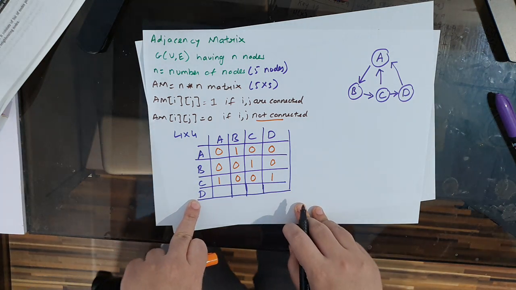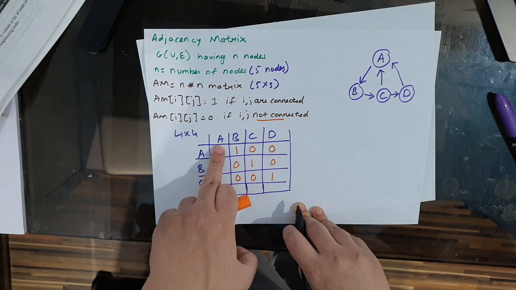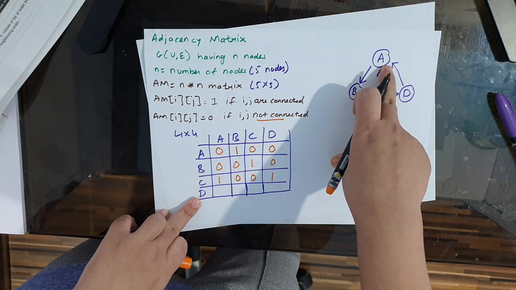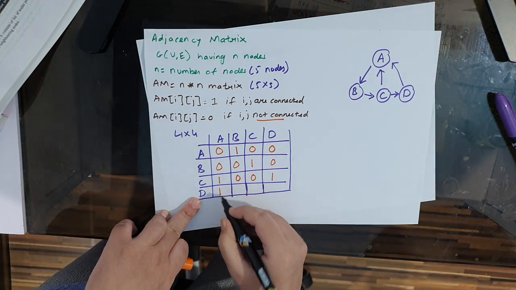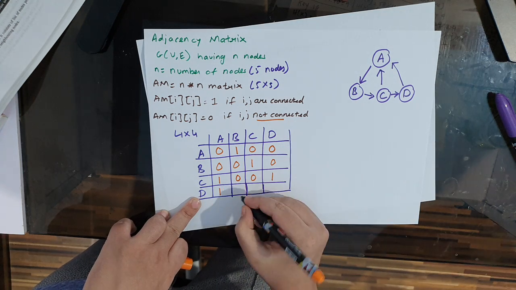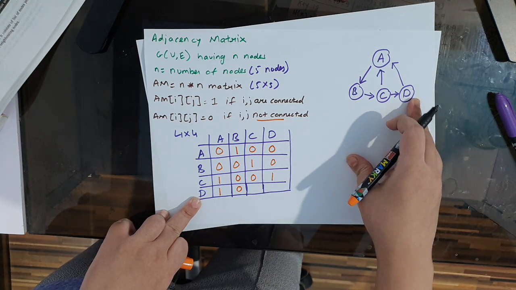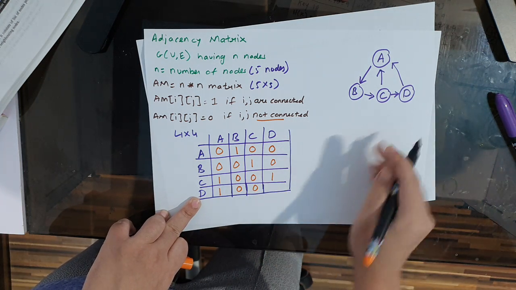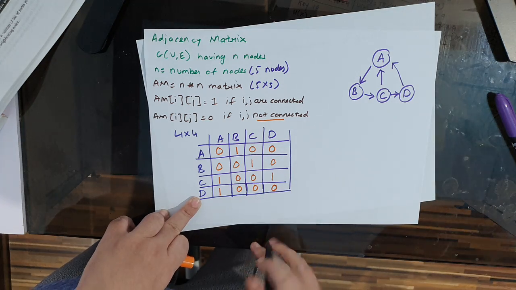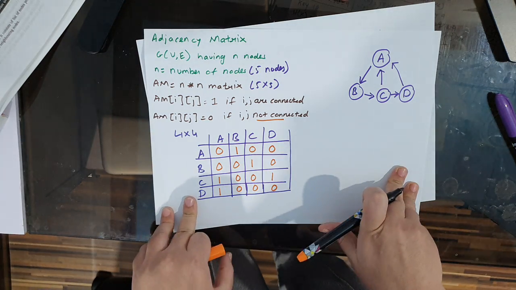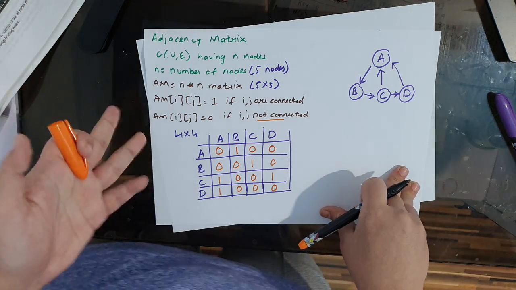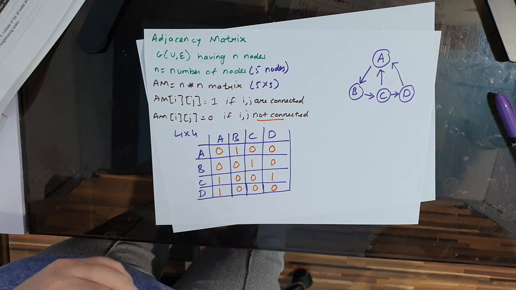Now last and final one, that is D. D to A connection is there, yes it's there, so 1. D to B, no. D to C, no, and D to D, no. So this is our adjacency matrix, very easy to make, and that's how we are supposed to make it.